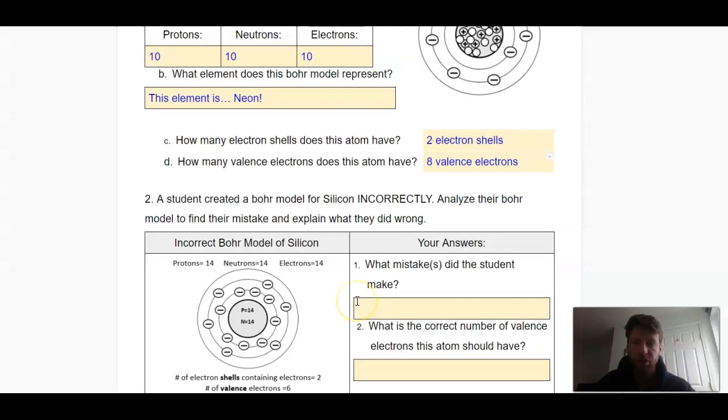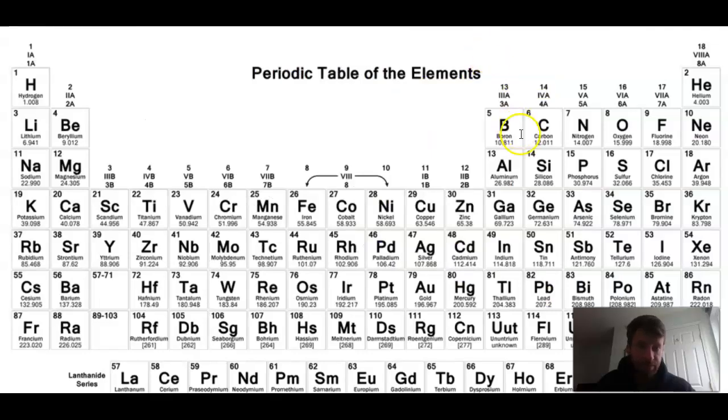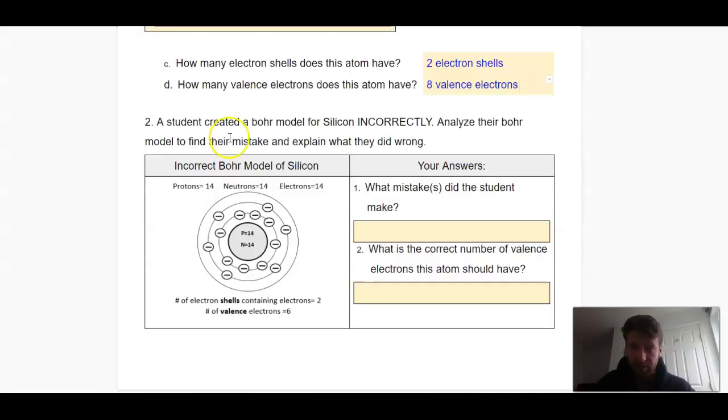Okay, number 2. A student created a Bohr model of silicon incorrectly. Analyze their Bohr model to find their mistake and explain what they did wrong. So silicon is 14. Okay, so let's look at their Bohr model. Well, they said 14 protons, 14 neutrons, 14 electrons. That's correct.